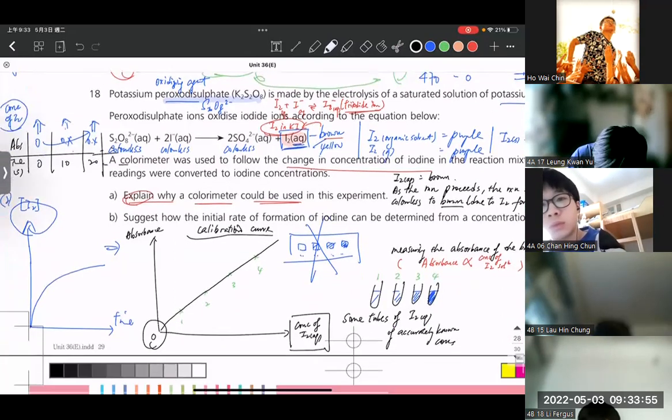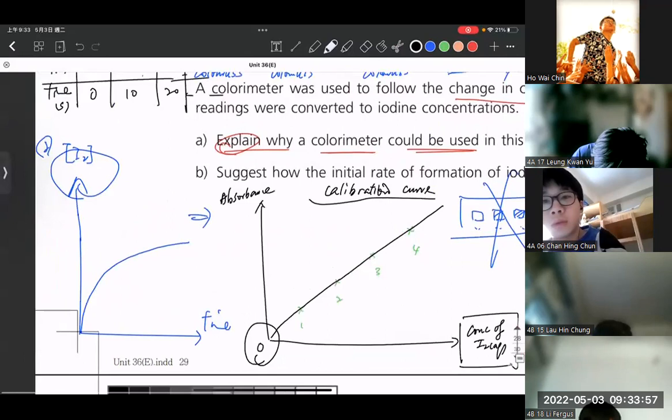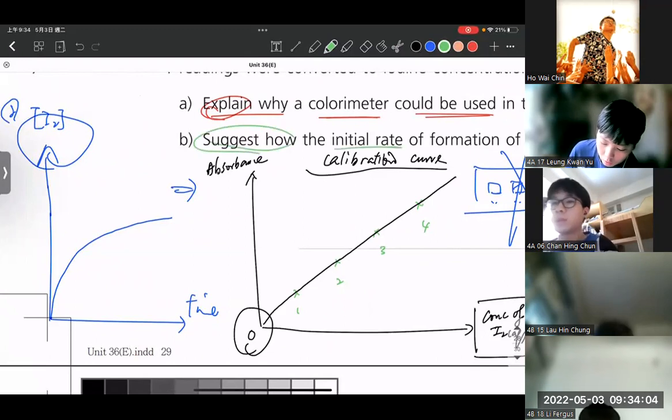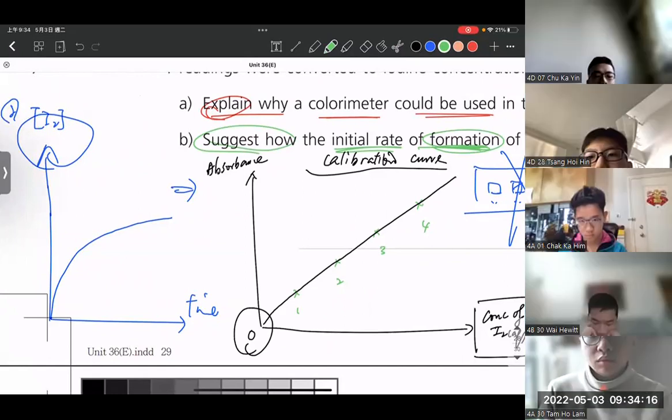Now go back to this. Suppose you are given this graph. How would you determine the initial rate of formation of iodine from the graph? Descriptively, using words, tell me how. Now this sentence you must memorize. They will test it very often.